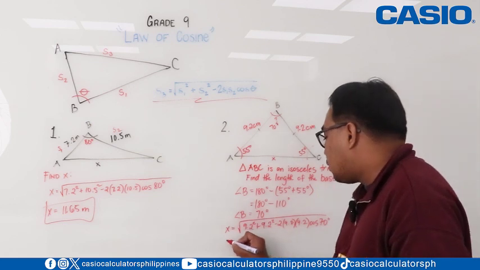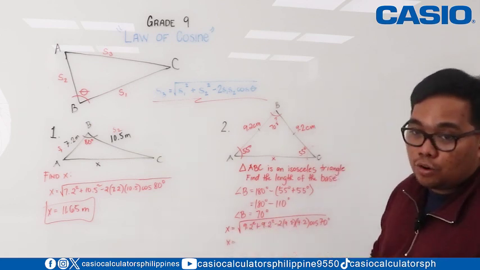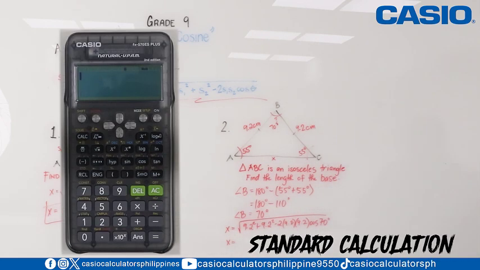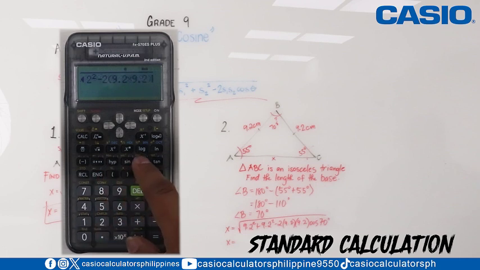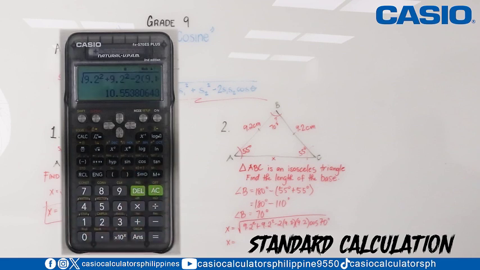Now, let's try in our calculator the value of the base. Let's solve problem number 2. That will be the square root of 9.2 squared plus 9.2 squared minus 2 times 9.2 times 9.2 cosine of our included angle, which is 70 degrees. Then we press the equal sign. The length of the base is 10.55.